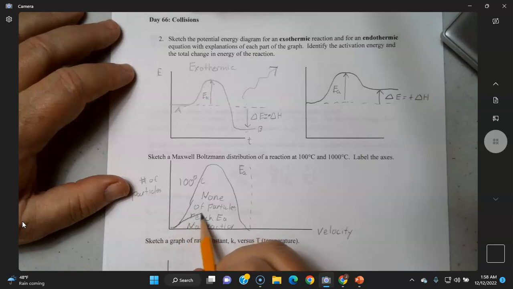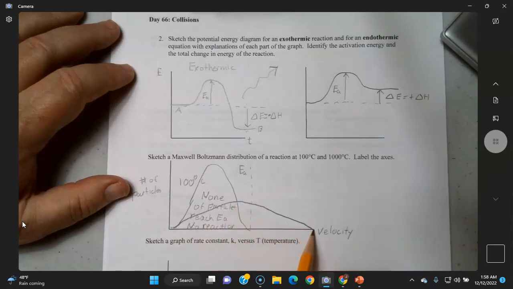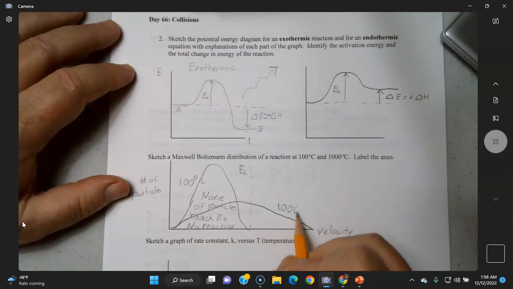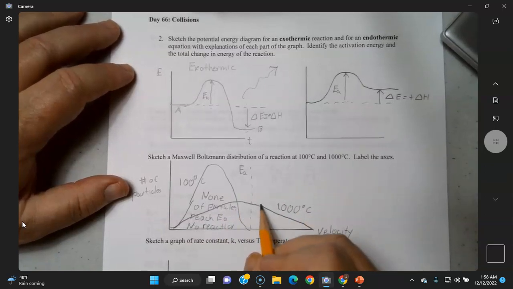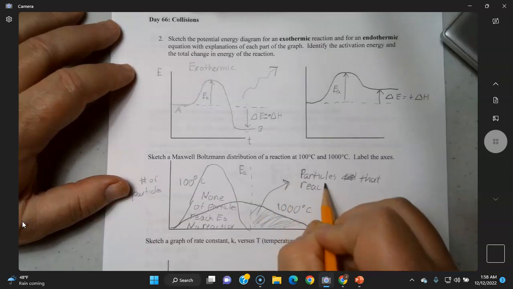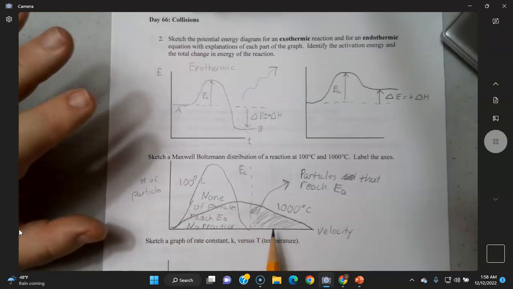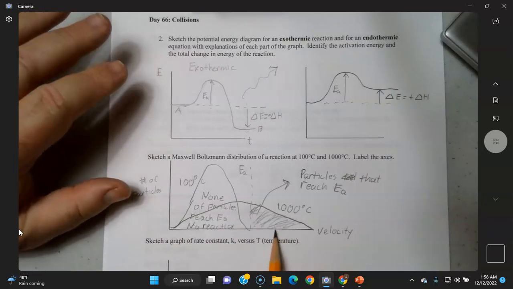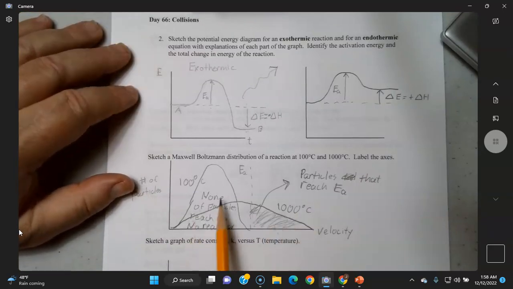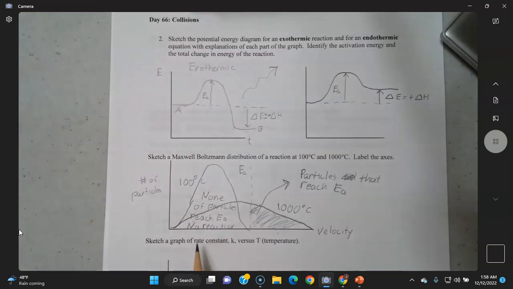Okay, for the 1,000 degrees, it's going to go like this. So this is 1,000 degrees. So the shaded area is particles that reach activation energy, this shaded region, because they pass this dashed line. So at 1,000 degrees, you have a good portion of the particles reach activation energy. At 100 degrees, there's not enough energy, not enough velocity for them to hit each other hard enough to break apart from each other, and so you don't have any reaction there.